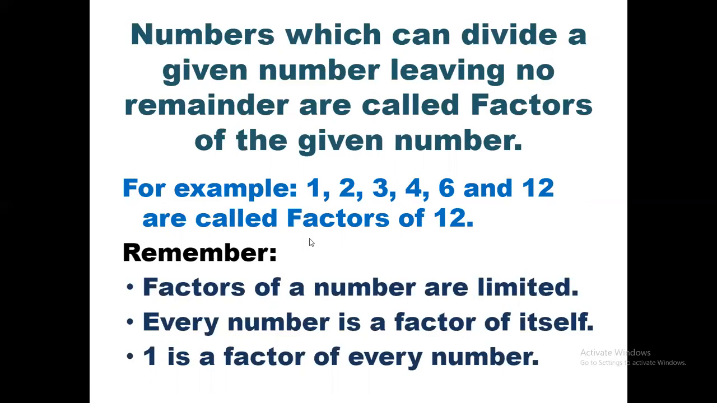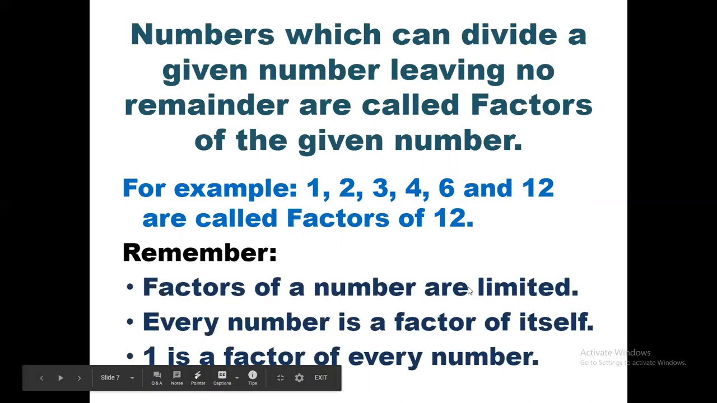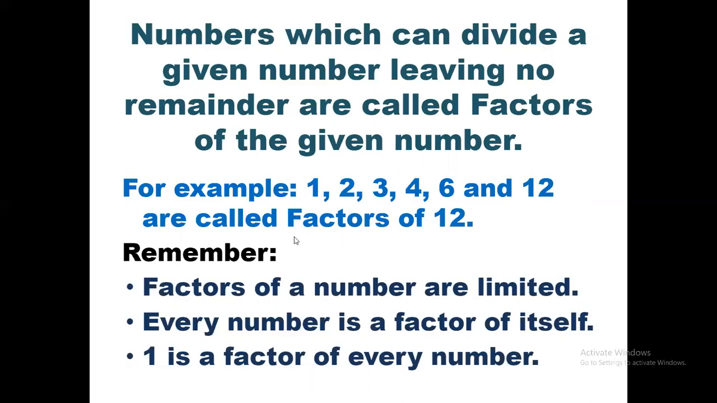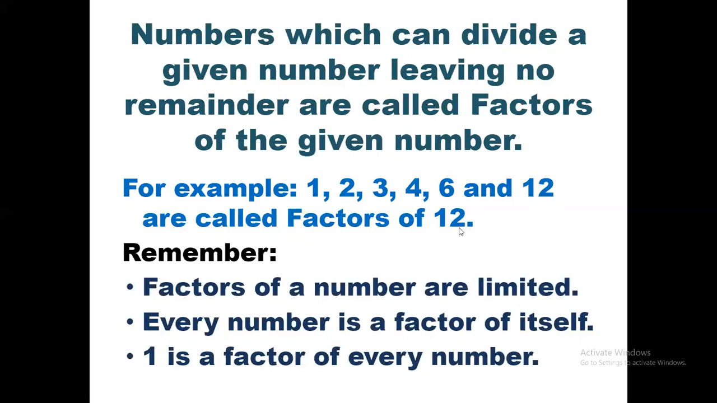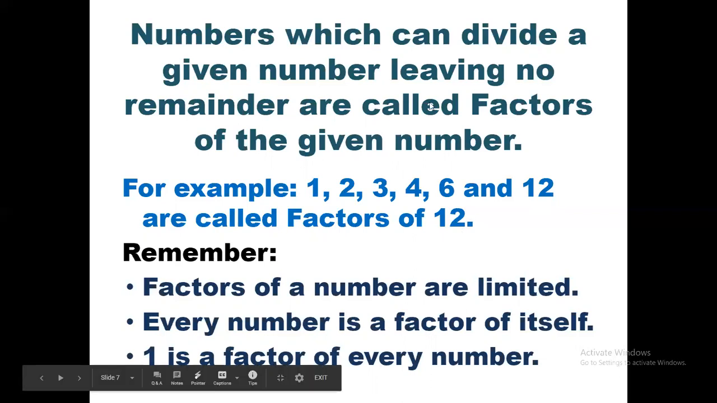Here you have to remember some points. Factors of a number are limited. Yes, factors are always limited. They are not like multiples. If you remember, I told you multiples are unlimited, but factors are limited. Every number is a factor of itself. As you can see over here, 12 itself is a factor of 12. And 1 is a factor of every number, because in one's table, every number can easily come.